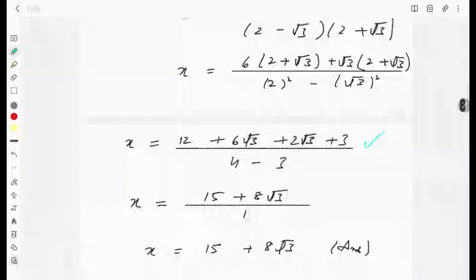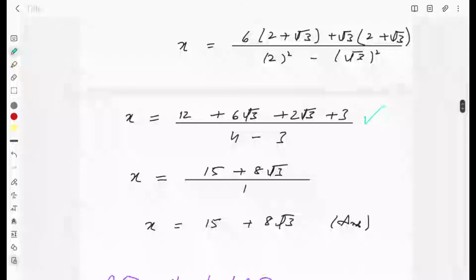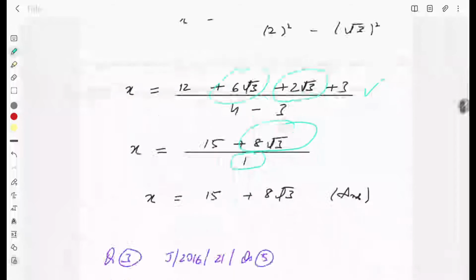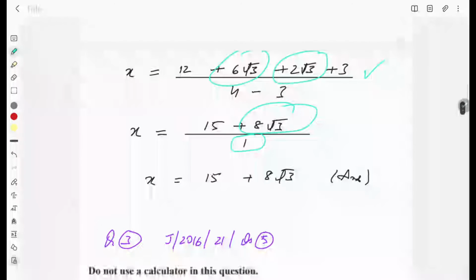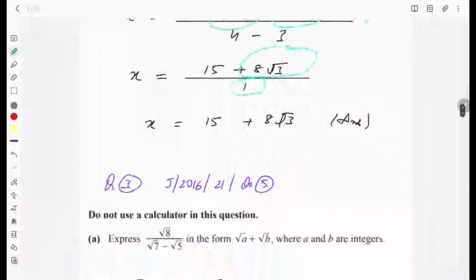and if you simplify further, you have to identify these two are like terms, so they get simplified to 8 under root 3. In the denominator you have 1. So your final answer is 15 plus 8 under root 3.